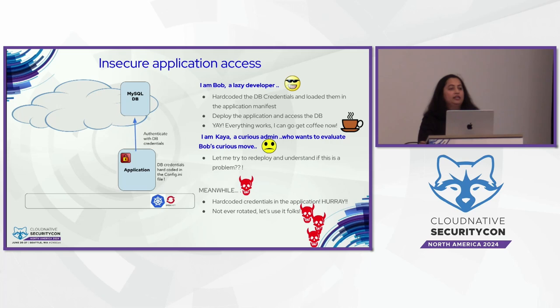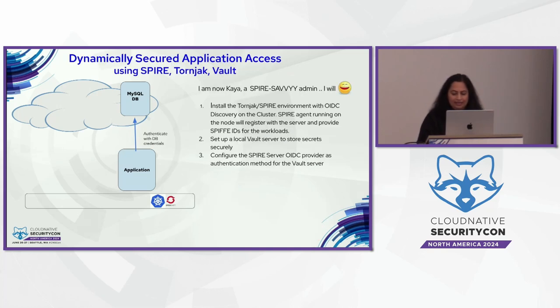The credentials were required to access a backend database. So he hard-codes it and pushes it, and he's ready to go have coffee with his friends. But Kaya, who's the administrator, thinks it's a little bit curious that this is working out so great, but is it going to be an insecure solution? So she does some of the work herself and tries to redeploy the application and test it out. Meanwhile, as I mentioned, with long-lived credentials, anyone can get those credentials and attack that golden database and get your valuable information.